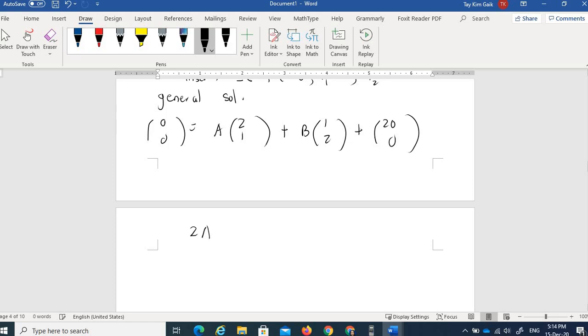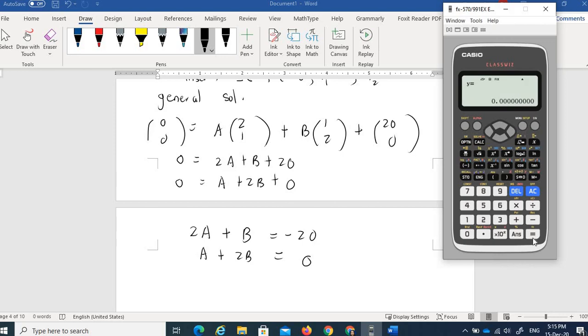You should have 2a plus b plus 20. Second row, 0 equal to a plus 2b plus 0. So make it become equation form. This is negative 20, and a plus 2b equal to 0. Here 2a plus b, this one you bring to the other side, so 2a plus b equal to negative 20, and a plus 2b equal to 0. Use your scientific calculator again to solve it quickly.